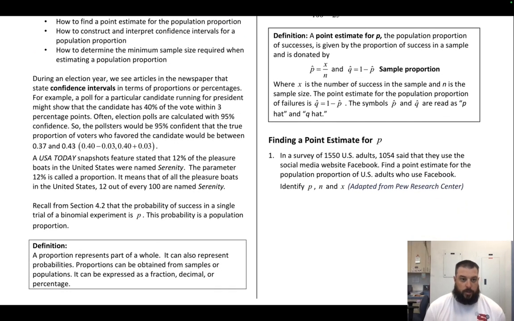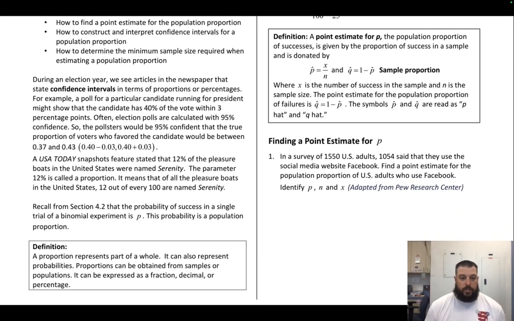An example you often see in election years is confidence intervals. They'll say 40% within 3 percentage points, right? That's our margin of error. We talked about how the candidate could have a vote of 37 to 43%, and they'll usually talk about being 95% confident that's true. Another one: USA Today had a snapshot that said that 12% of pleasure boats in the United States were named Serenity.